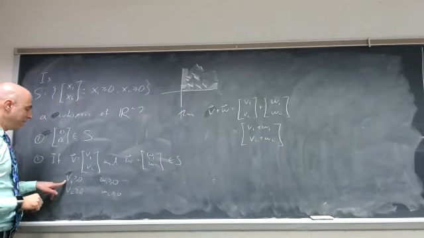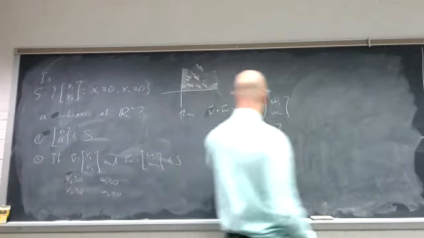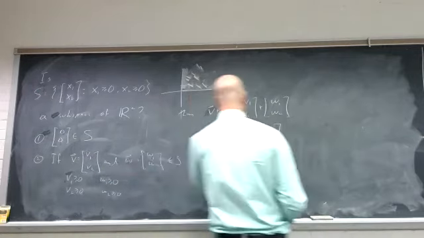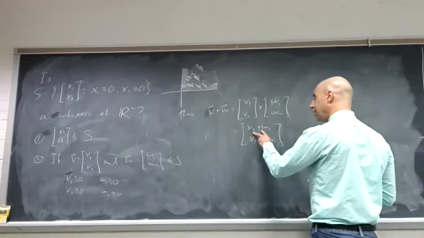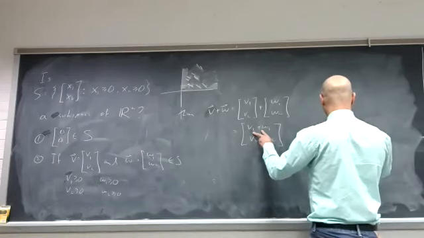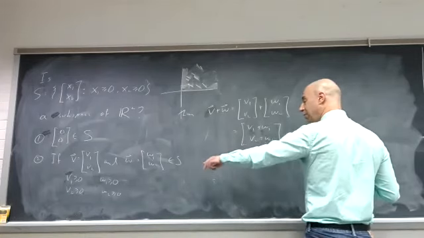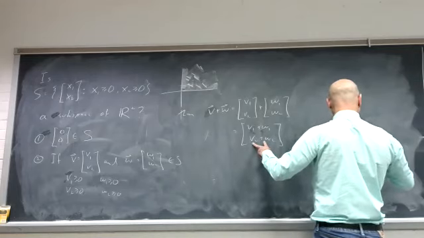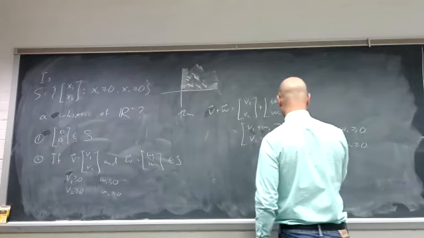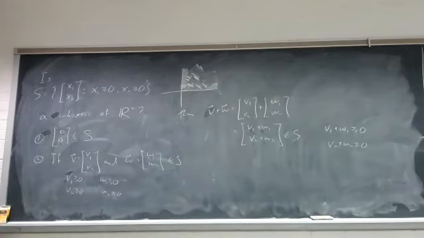So if V1 is greater than or equal to 0 and W1 is greater than or equal to 0, what can you tell me about V1 plus W1? They're also greater than or equal to 0. Yeah, V1 plus W1 is greater than or equal to 0. And since V2 and W2 are greater than or equal to 0, V2 plus W2 is greater than or equal to 0. So this thing is certainly in S. So it's closed under addition.